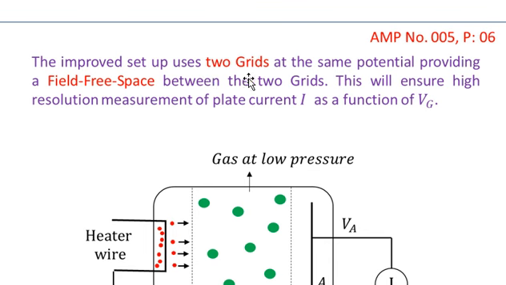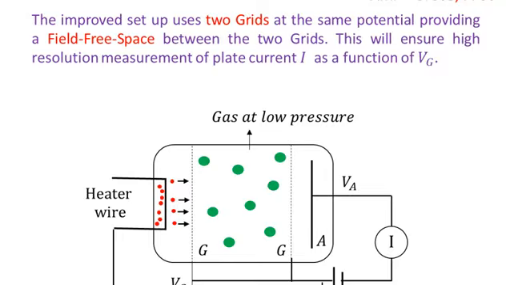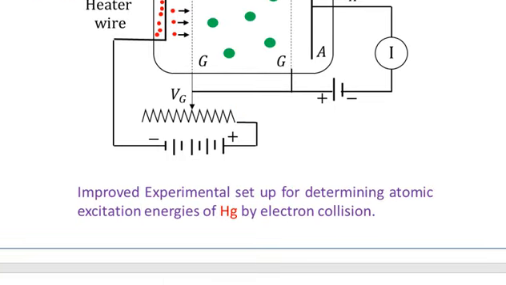The improved setup uses two grids at the same potential, providing a field-free space. That is, no electric field is present between the two grids. This will ensure high-resolution measurement of the plate current I as a function of Vg. High resolution means a small change in the current will also be noticeable through this experimental setup because of its improved resolution. The caption of the setup is: improved experimental setup for determining atomic excitation energies of the mercury atom by electron collision.